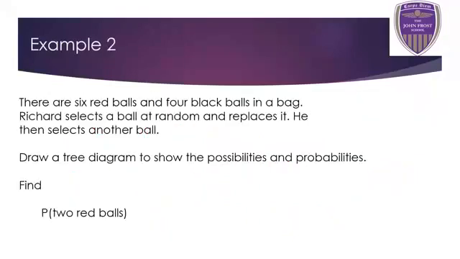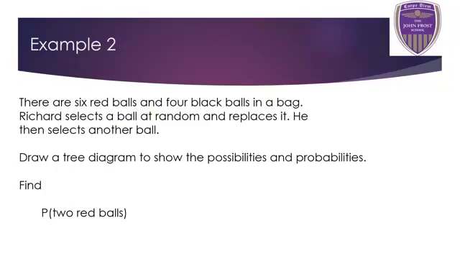Okay, example 2 then. In this question, we've got 6 red balls and 4 black balls in a bag. Richard selects a ball at random and replaces it. That means he puts it back into the bag. He then selects another ball. So we're being asked to draw a tree diagram to show all the possibilities and probabilities. And then we're being asked to find the probability that he picked out 2 red balls.